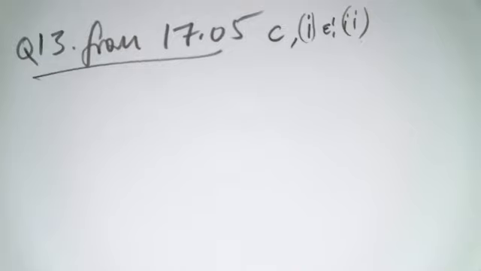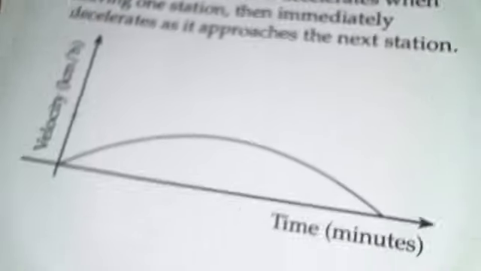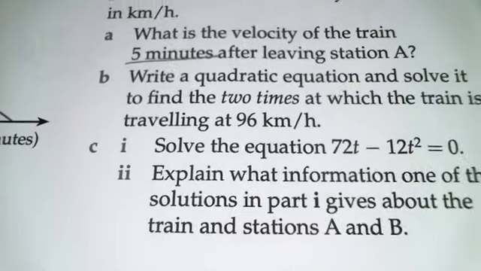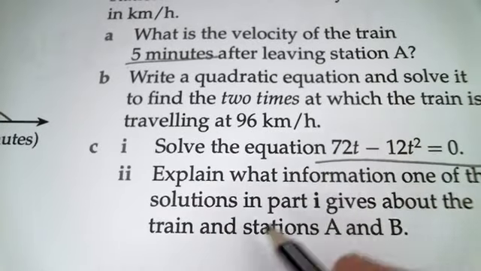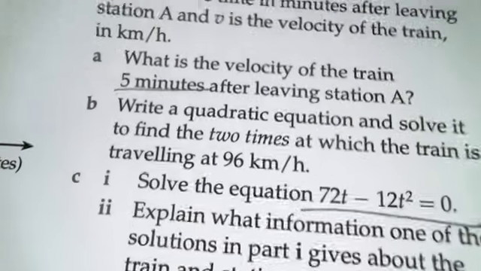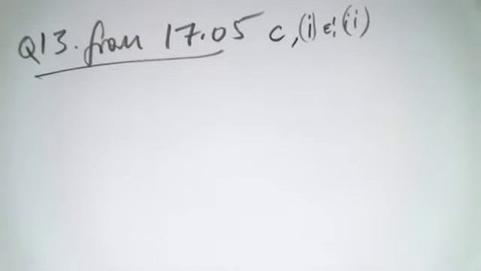Right, question 13, 1705, part C, 1 and 2. The question asks, well, in fact, can I fit that even under here? It says, solve this equation and explain what information that gives us about the train stations A and B. So I'll let you read the information there, but let's solve this now. This is nice and straightforward.